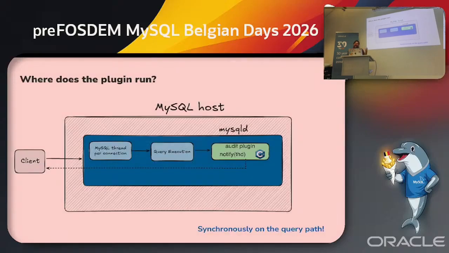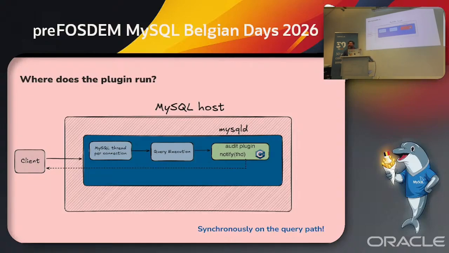Now, where does this run in reality? We have the client connecting to MySQL, and probably you all know that for every connection, MySQL creates a thread. To respond to the client, we need to finish the execution of our plugin. And this is happening synchronously in the thread. So a lot of things can go wrong here.